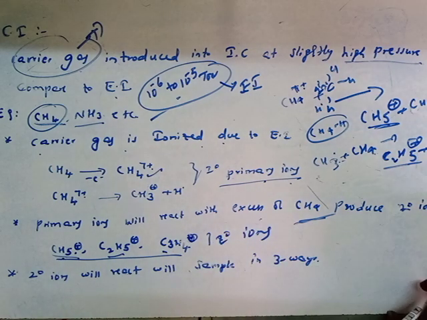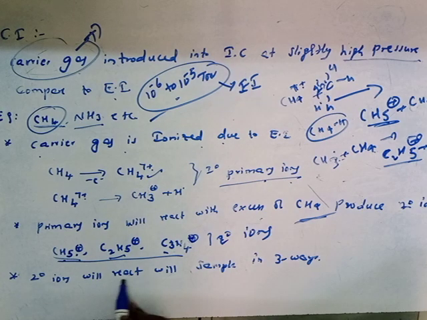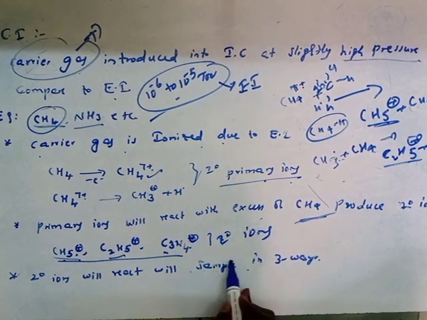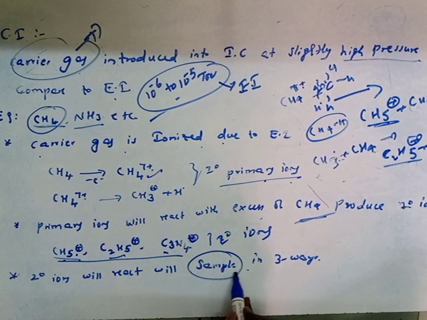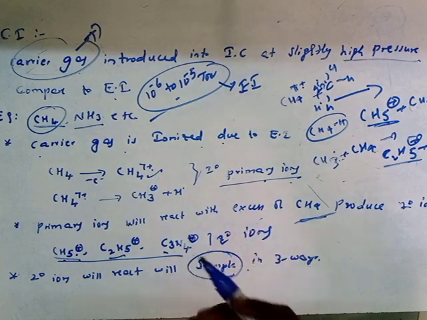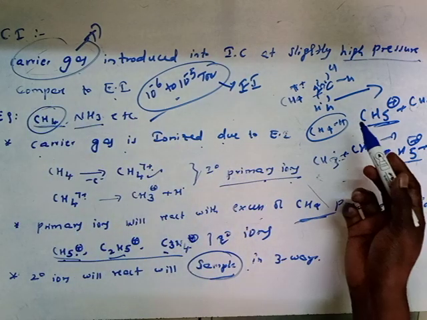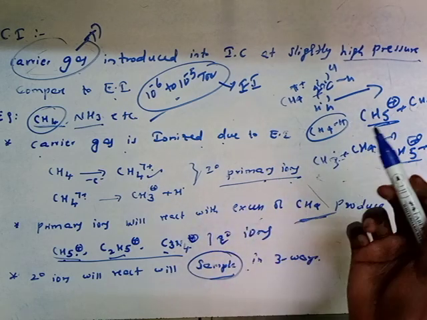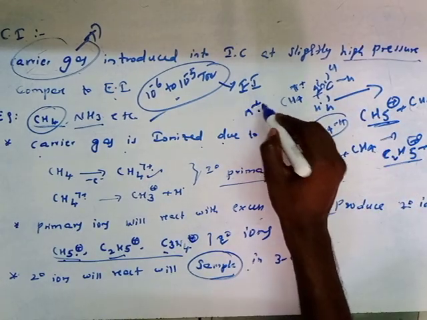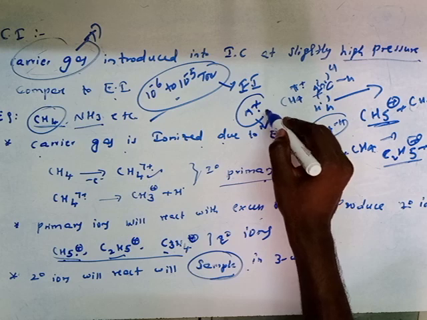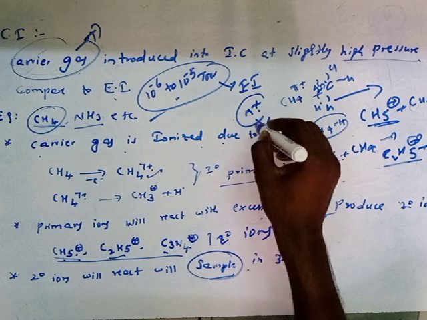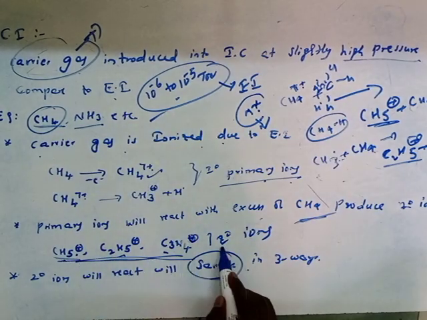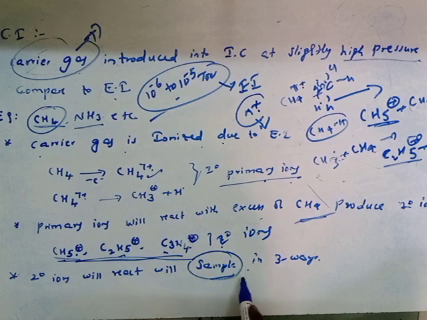These are known as secondary ions, and these secondary ions will react with the sample in three ways. First, we take the carrier gas into the ionization chamber, then the carrier gas will undergo ionization. That means the carrier gas will be converted into molecular ion, and this produces primary ions. The produced primary ions will react with excess carrier gas to form these ions. These are known as secondary ions. Now the secondary ions will react with the sample in three ways.